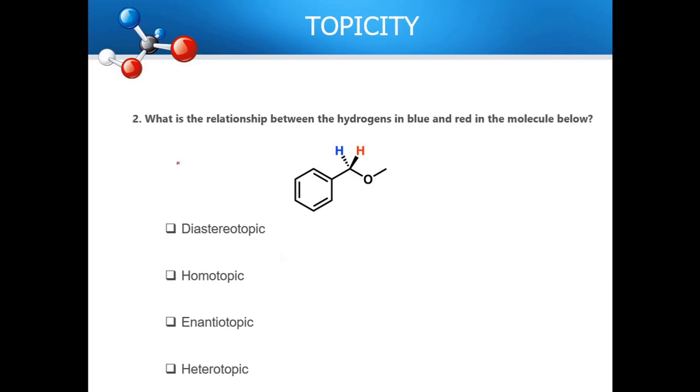Now in this problem, what is the relationship between the hydrogens in blue and red in the molecule? If we apply either the symmetry condition or the substitution condition, so if we replace this with X, we create a new chiral center over here, and therefore the molecule can exist as a pair of enantiomers. Therefore these two hydrogens are enantiotopic.